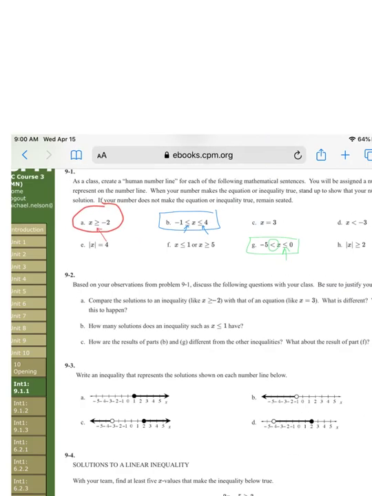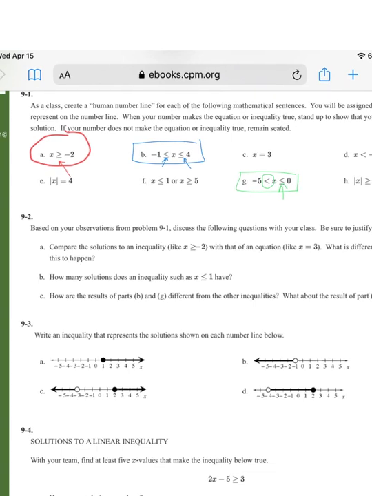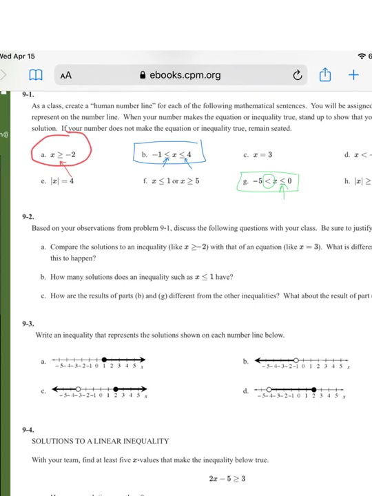We're going to walk through a couple of these problems, and then I'm going to have you do a few of your own to turn in for your assignment. At this point, it says compare the solutions to x greater than or equal to negative 2 with that of an equation like x equals 3. The difference is, of course, for this one, anything bigger than negative 2 is correct. For this one, the only thing that is correct is 3.